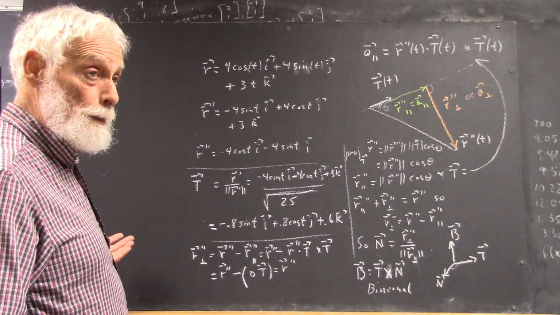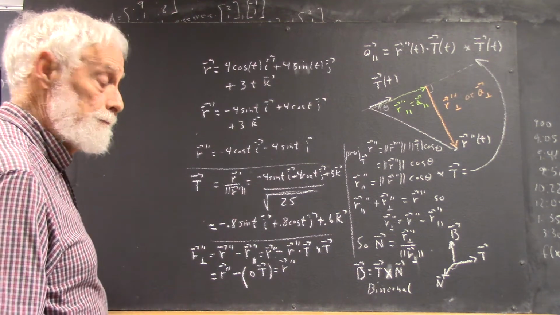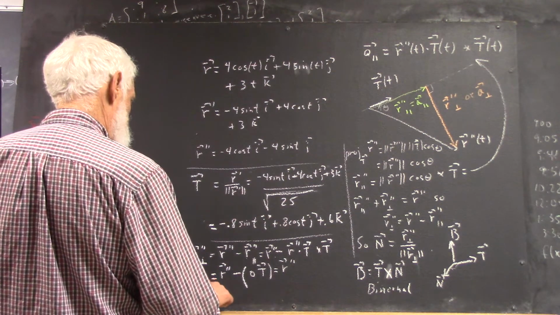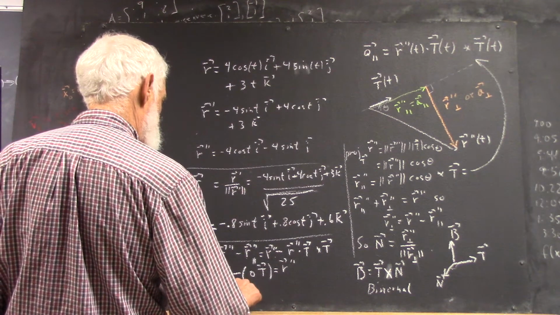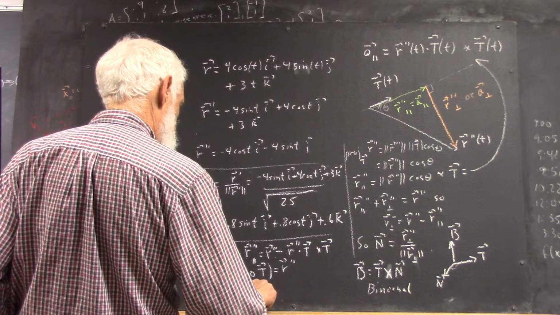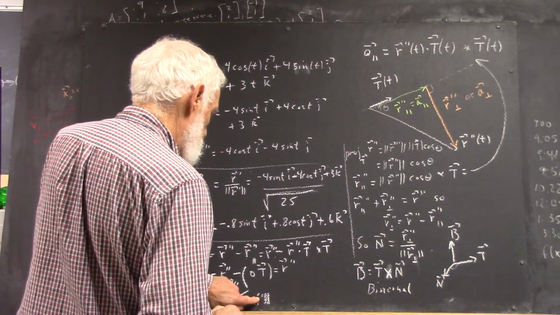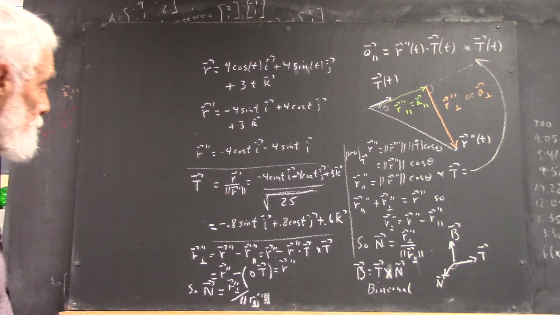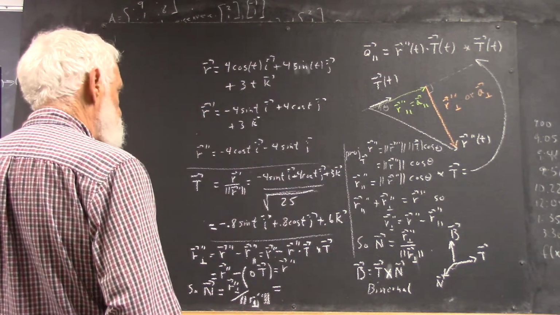So how are we going to get the unit normal? Divide it by its magnitude. Divided by its magnitude. So I can dispose of that rather easily. The unit normal is R double prime perpendicular divided by the magnitude of R double prime perpendicular, right? And I'm not going to do that calculation because it's really easy.